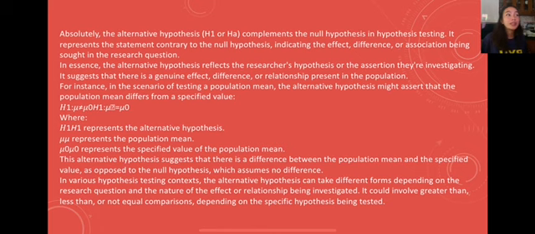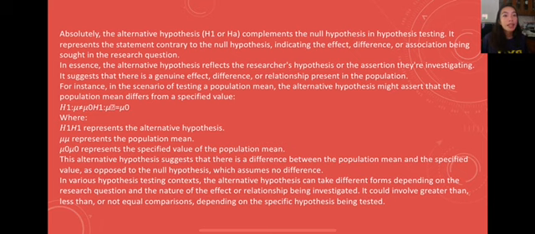In hypothesis testing, it represents the statement contrary to the null hypothesis, indicating the effect, difference, or association being sought in the research question. In essence, the alternative hypothesis reflects the researcher's hypothesis or the assertion of their investigation, and it suggests that there is a genuine effect, difference, or relationship present in the population.